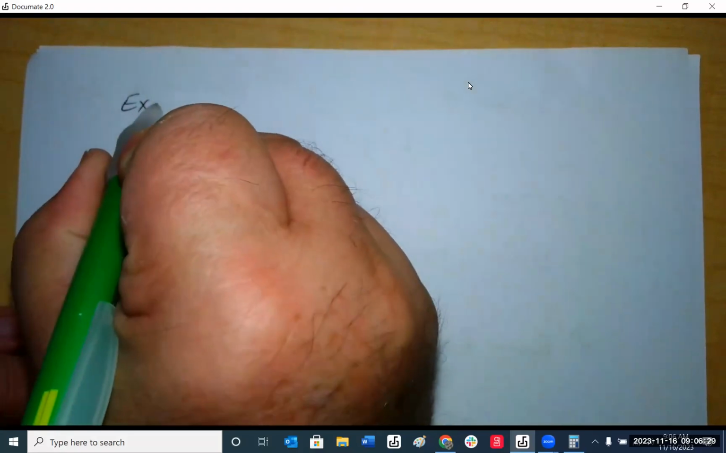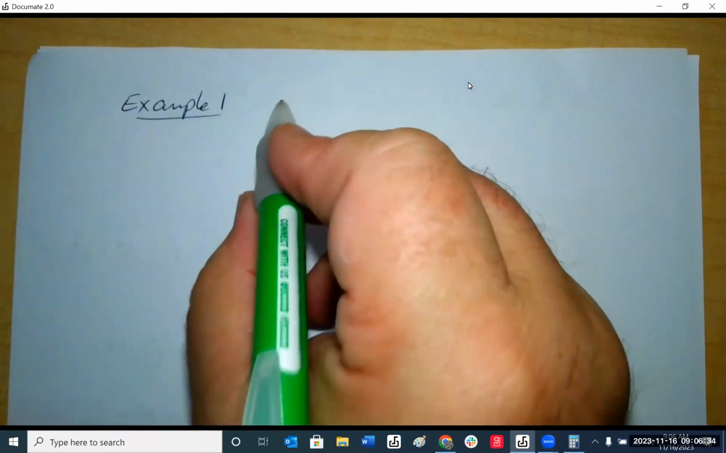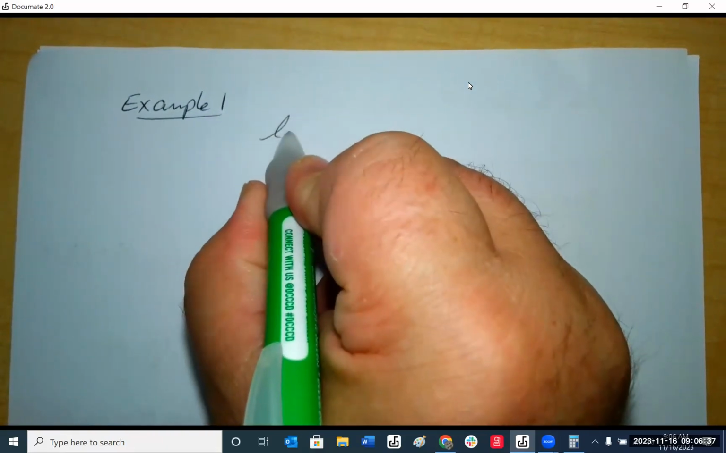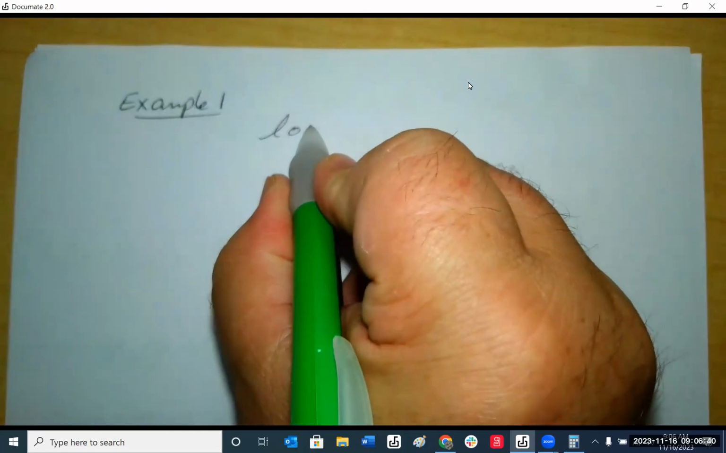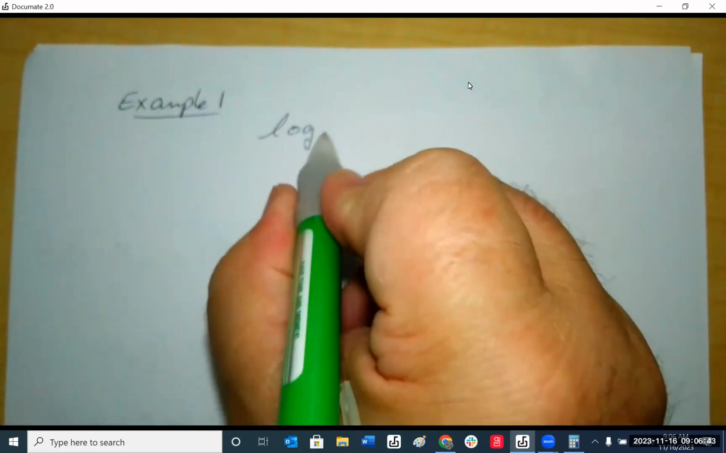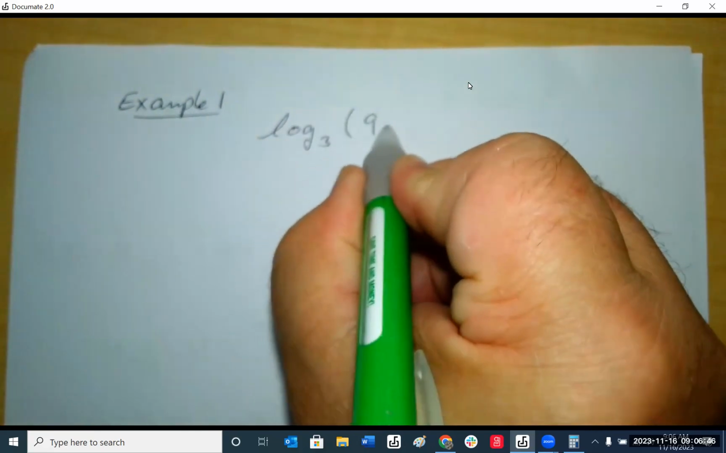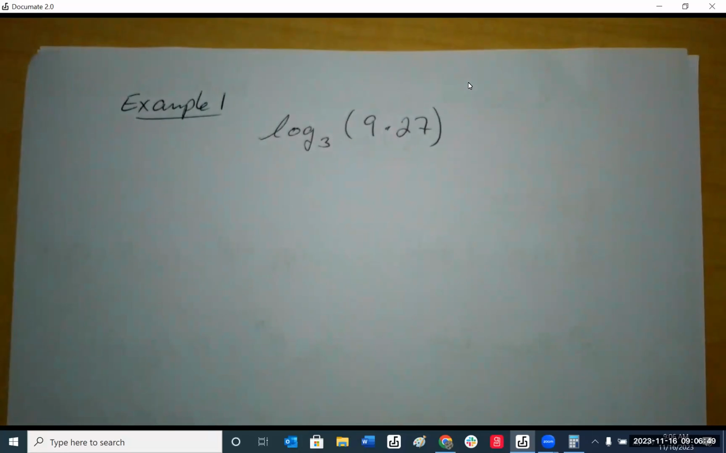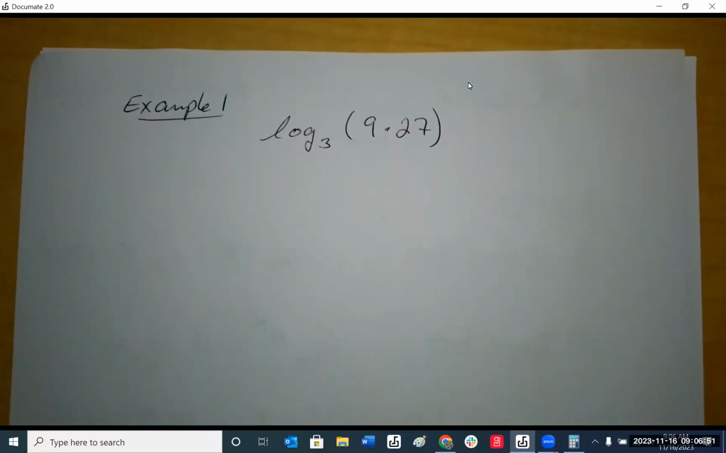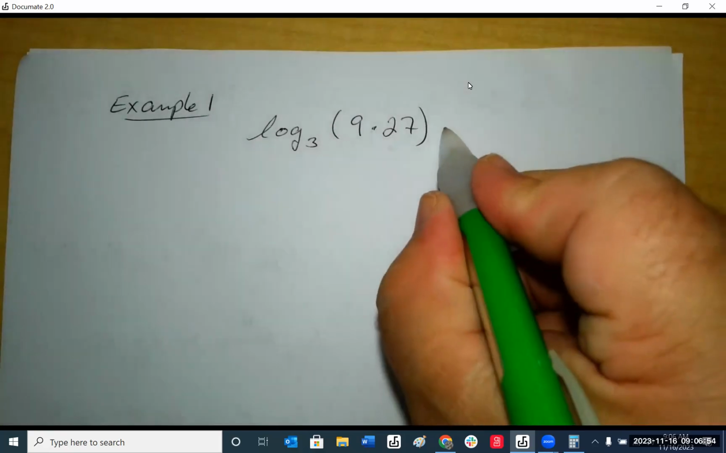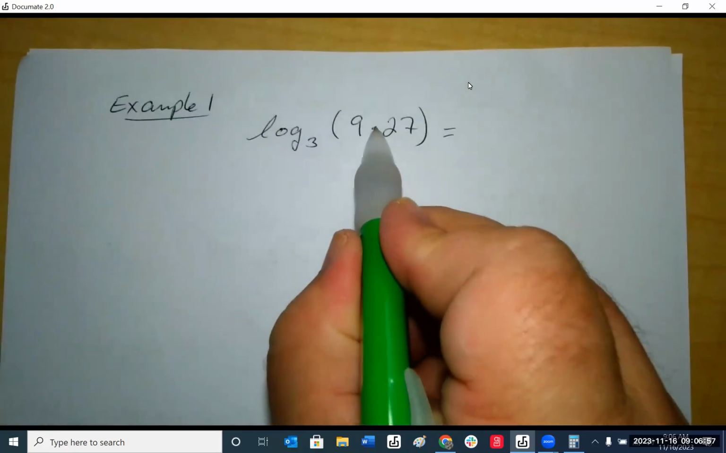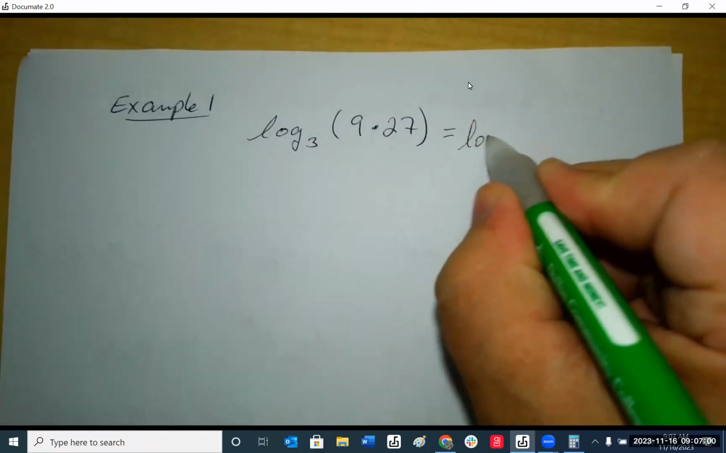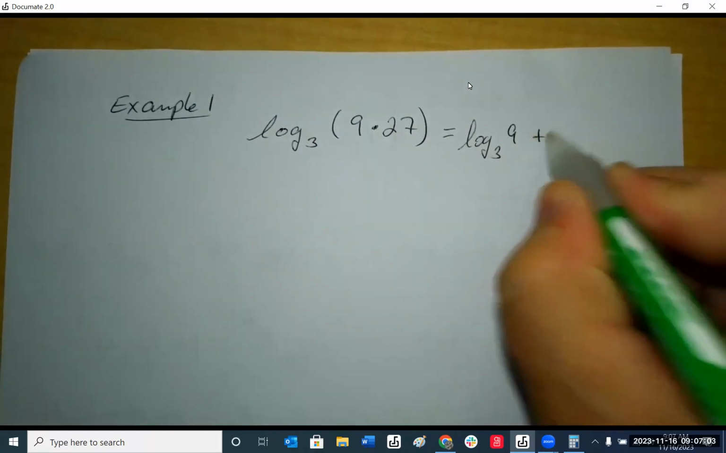Let's look at the examples. Example 1 says, express as a sum of logarithms. Log base 3 of 9 times 27. Here we have a multiplication of two terms, so we can add them.